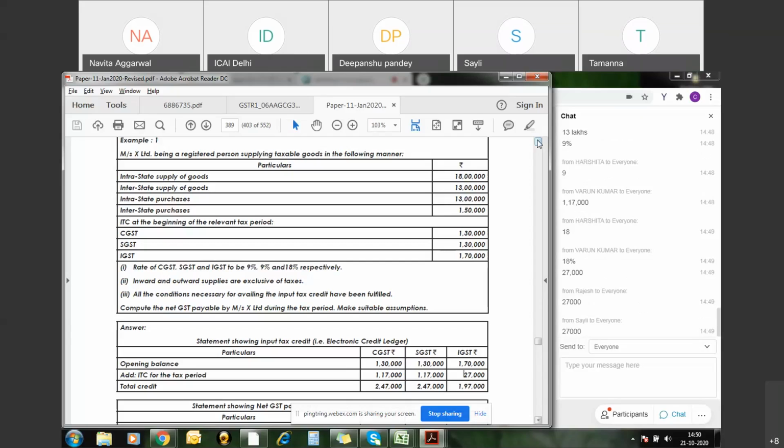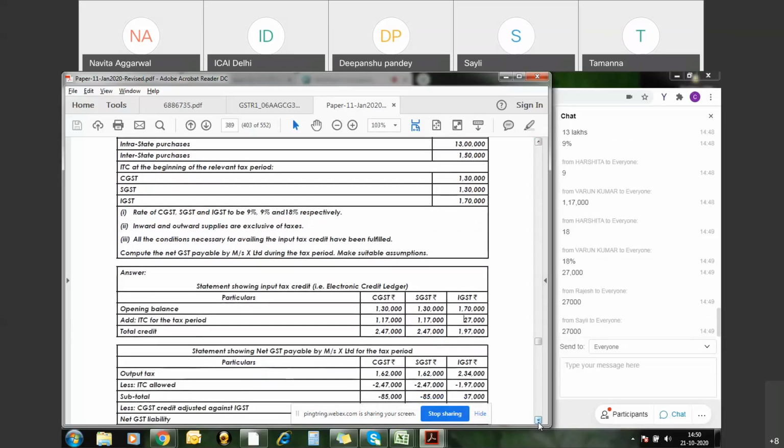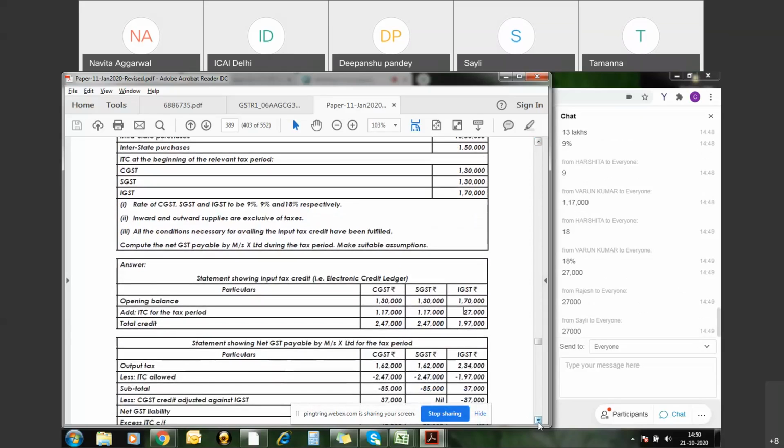Under the same IGST column, add the ITC for the tax period. Make a total of these two figures. You will get the total ITC available. Now, one figure you have derived. Another is the outward liability, which Mr. X or X Limited is liable to pay.